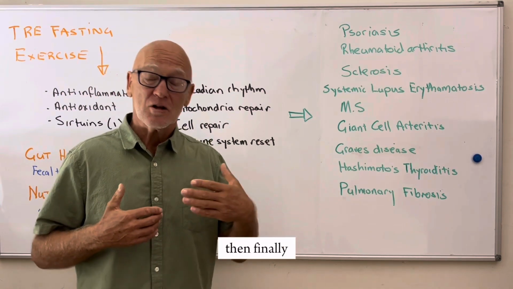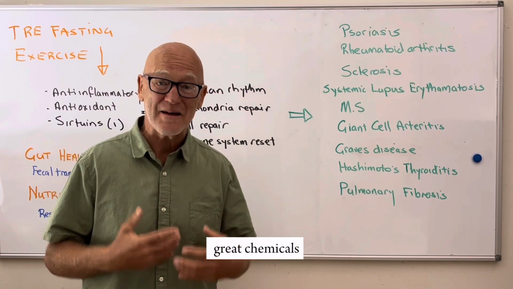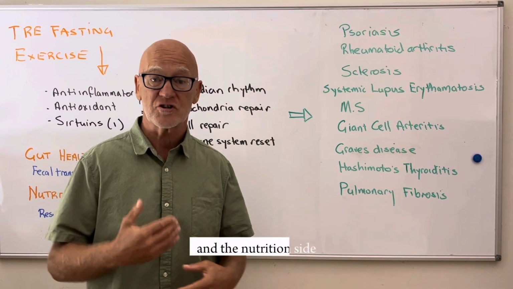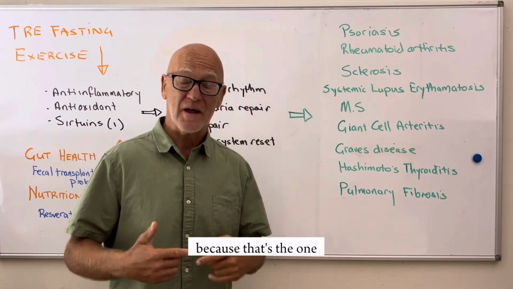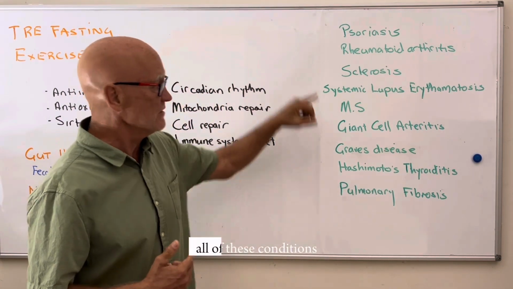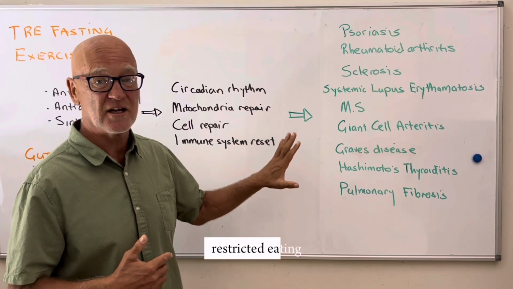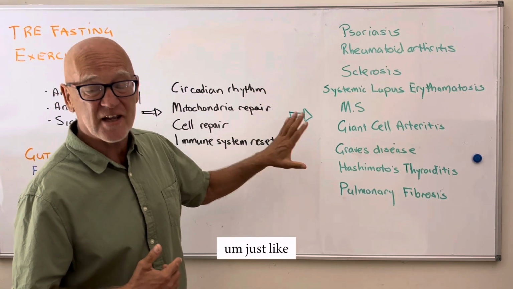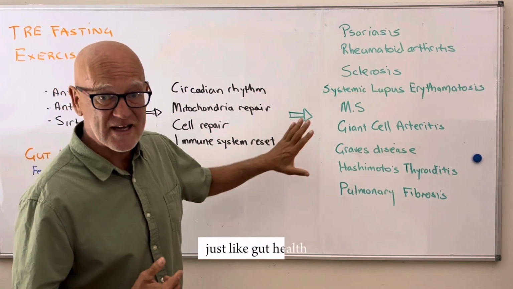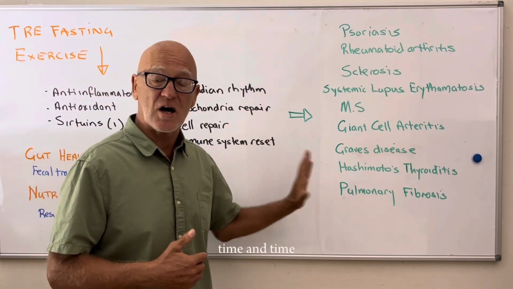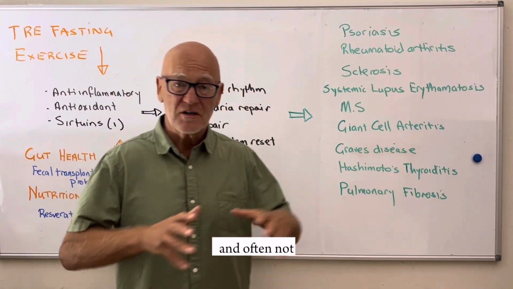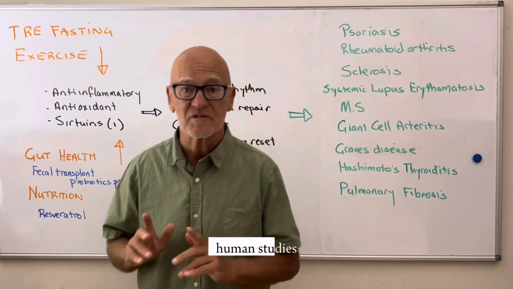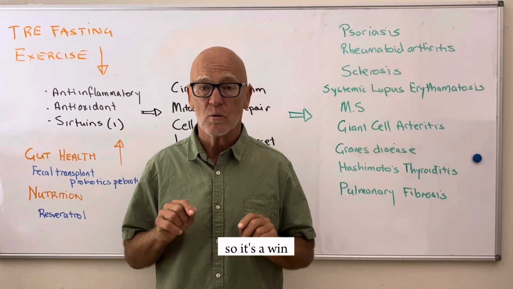And then finally, looking at these great chemicals called polyphenols and the nutrition side. And at the moment, I'm just starting you off with resveratrol because that's the one that shows up repeatedly in all of these conditions, just like time-restricted eating, just like the exercise, just like gut health. It shows up repeatedly time and time again, not in one study, but in multiple studies, and often not just in mice, but also in human studies now as well. So it's a win-win situation.